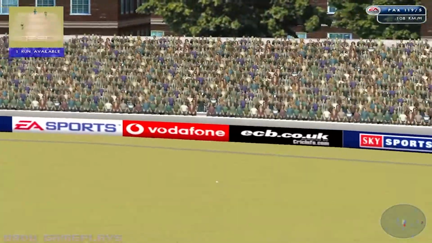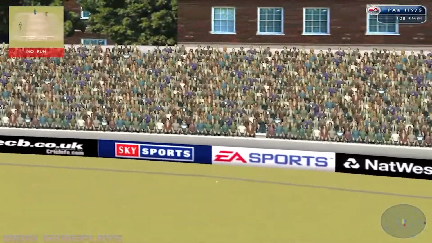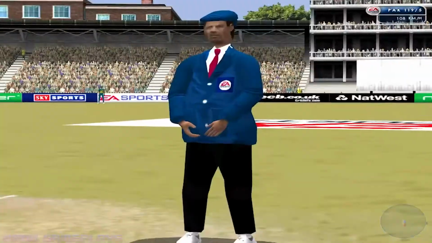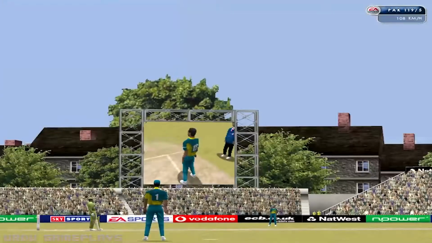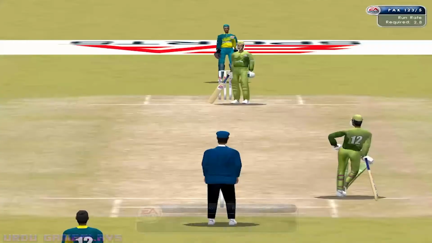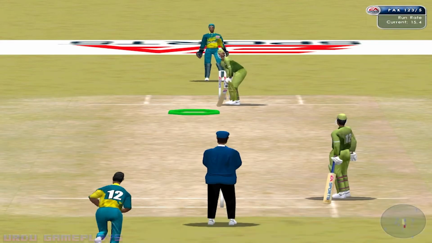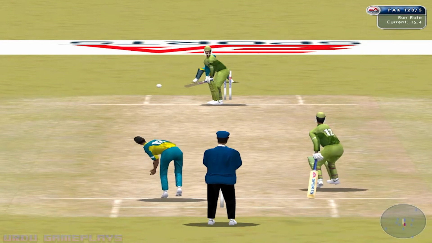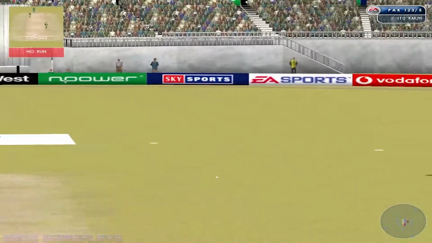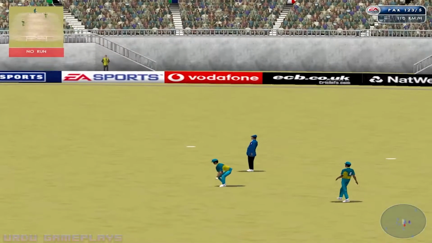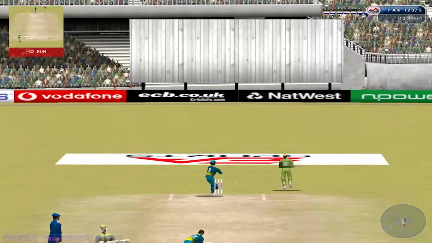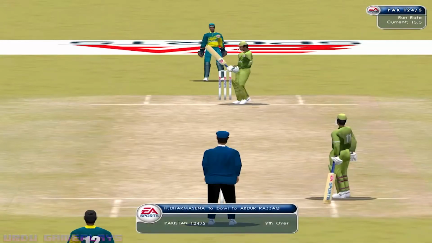There it goes. Mohan Khan really takes advantage of anything over pitched. Everything was in the right place there. It fairly raced away to the boundary. He looked as if he was home to me.